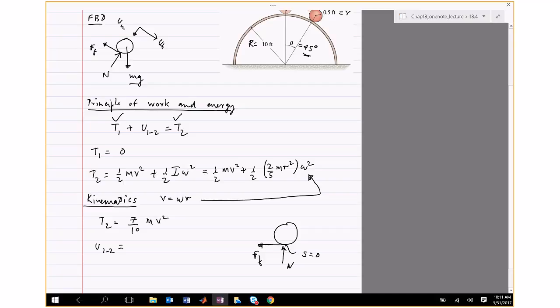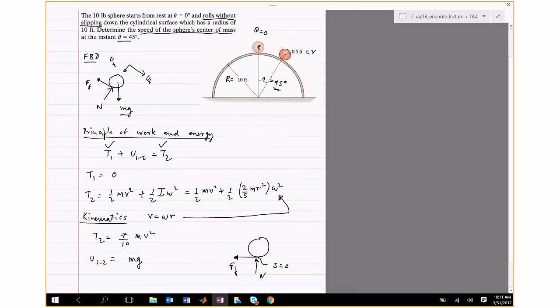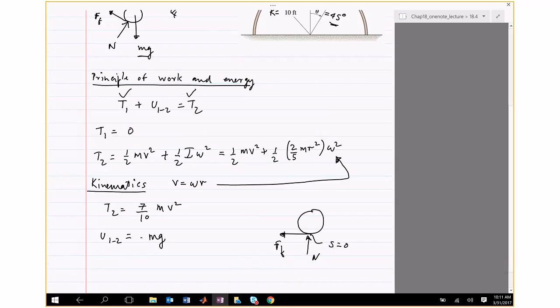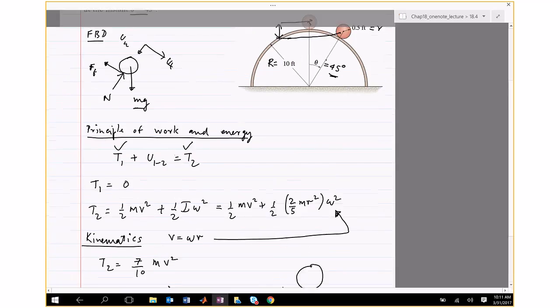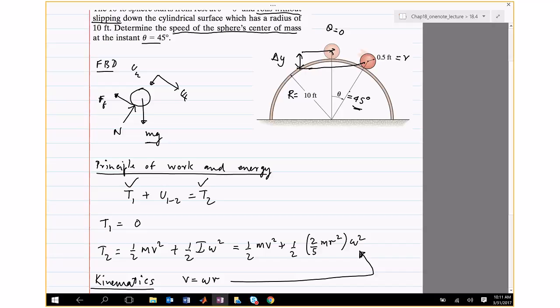Okay. So mg, and it's basically mg times the displacement, right? So it's the distance moved in the y direction from here all the way to here, this distance. Since mg acts downwards and that displacement is downwards, what's the sign of the work done? It's positive. So I just need to find delta y. Delta y is this distance. What is delta y?